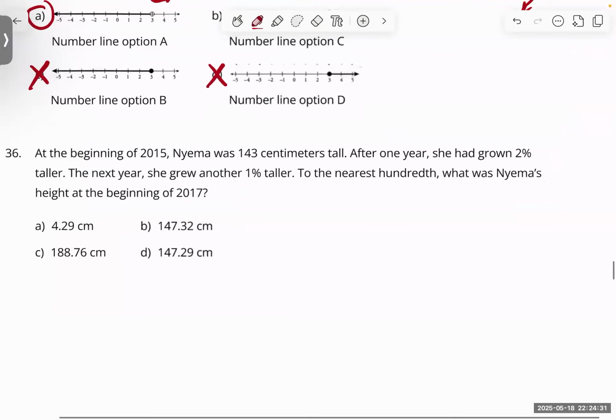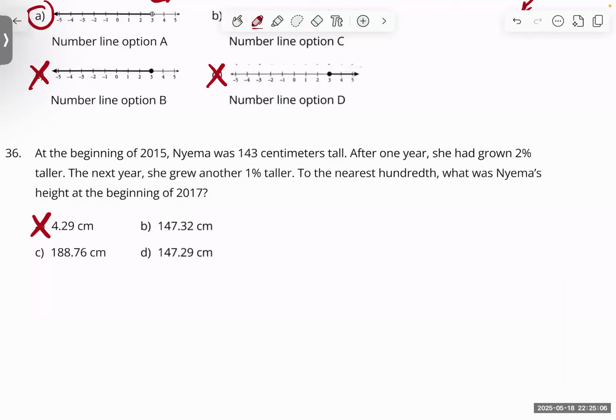Number 36. At the beginning of 2015, Nima was 143 centimeters tall. After 1 year, she had grown 2% taller. The next year, she grew another 1% taller. To the nearest hundredth, what was Nima's height at the beginning of 2017? Right off the bat, look at your answer choices. A says 4.29 centimeters. No human is that small. That is clearly not a right answer, so you can eliminate it right now.